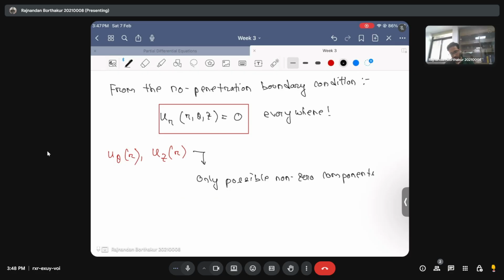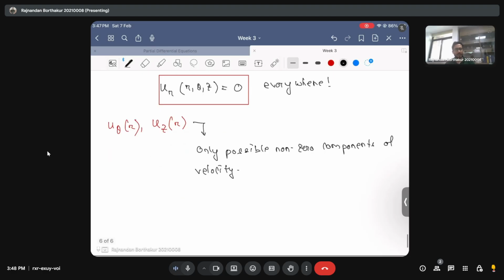That is typically because I know that my problem is axisymmetric in nature, which means that my u theta is not going to be a function of theta. And from the assumption that the flow is fully developed, the non-zero variables u theta and uz are also not going to be a function of z, which then only means that u theta and uz are just going to be a function of r. That's the only possible scenario.